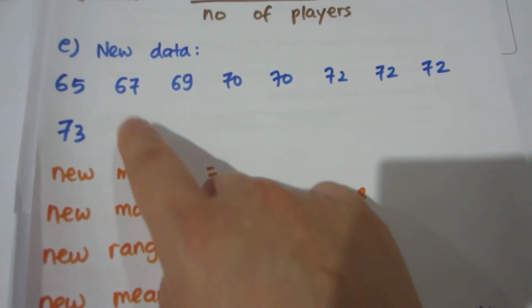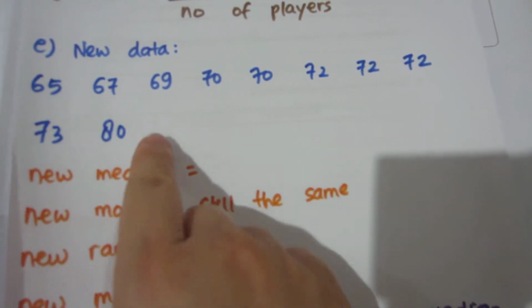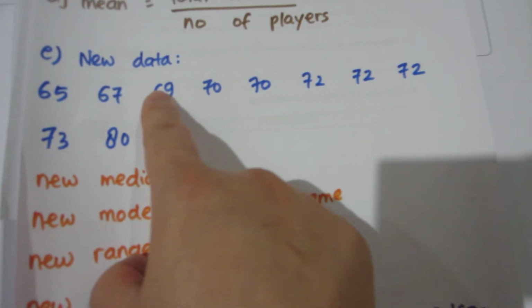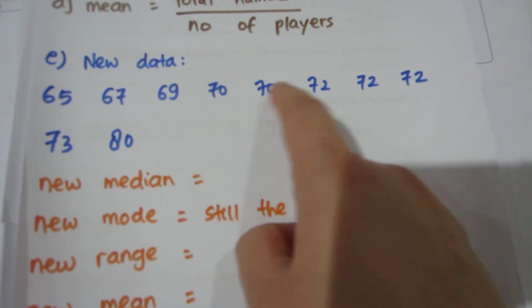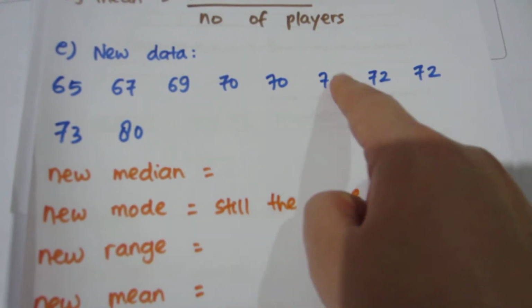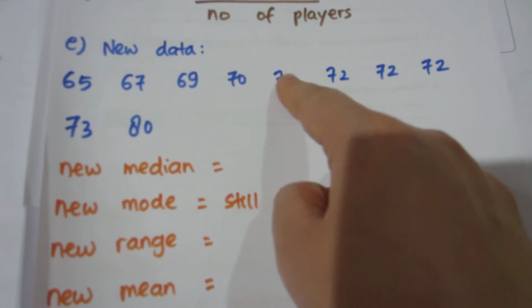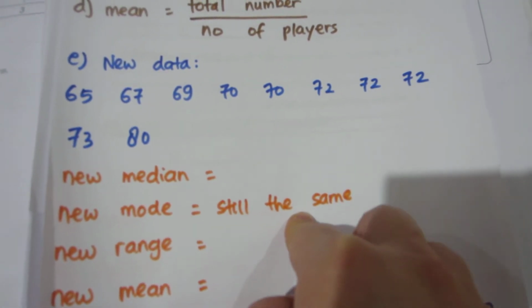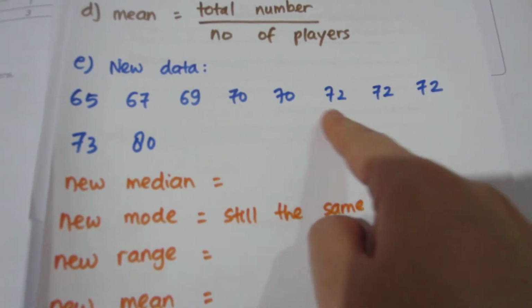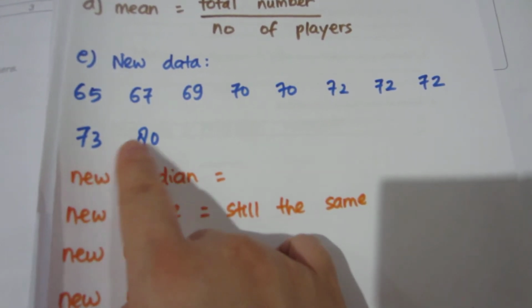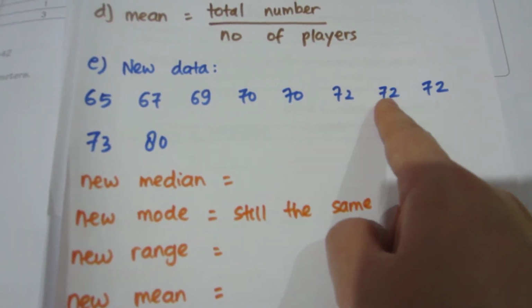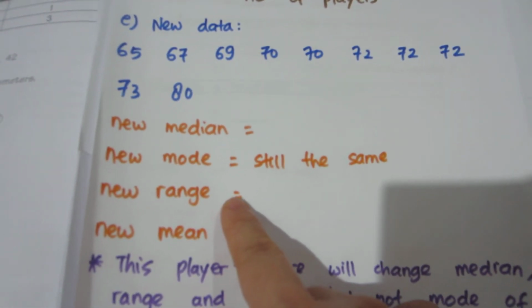You do the same thing. Line leader with the caboose, the second line leader, second caboose, third line leader, third caboose, until you find the middle number, which is supposed to be around here probably. And then the new mode. The new mode is still the same. Why? Because there is one number which occurs very often, and this one does not interfere with this. So the new mode is still the same.